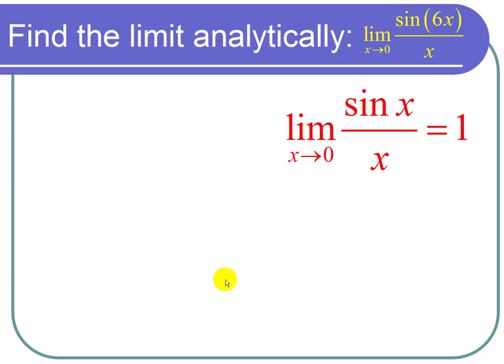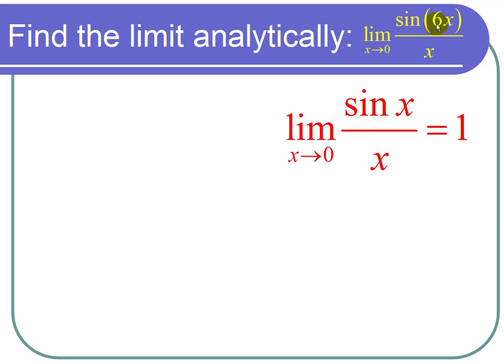The first thing to note is this almost looks like the limit as x goes to 0 of the sine of x over x, which we know from before is equal to 1. Unfortunately, we have the 6 here we have to deal with. So what we do is we do a little substitution.